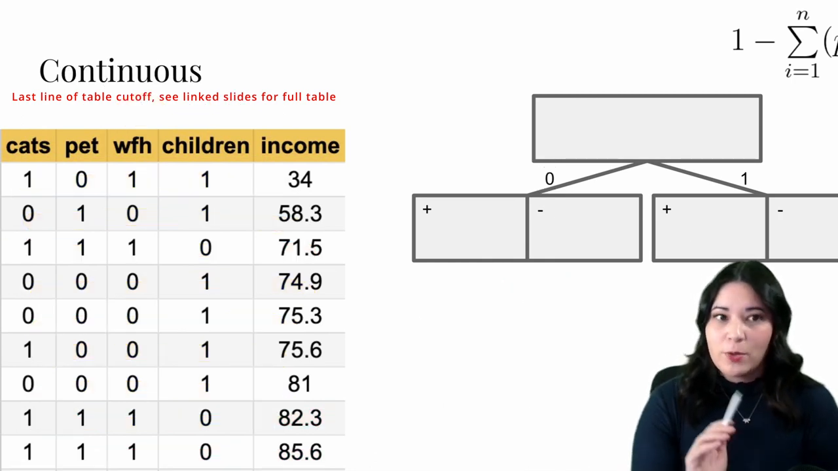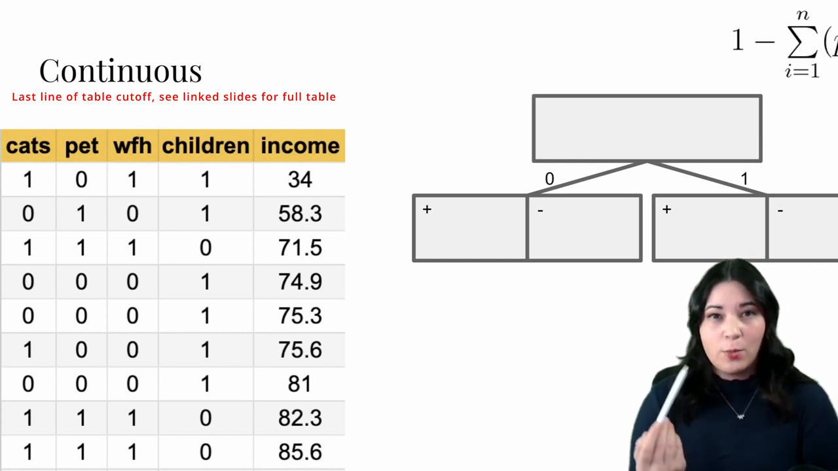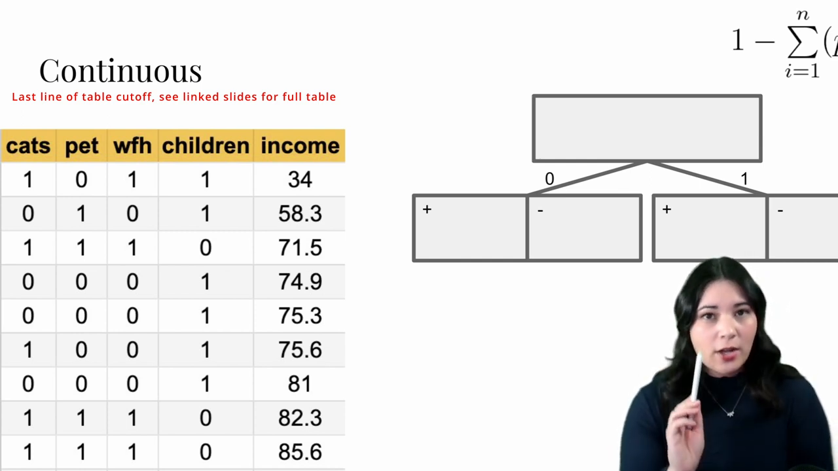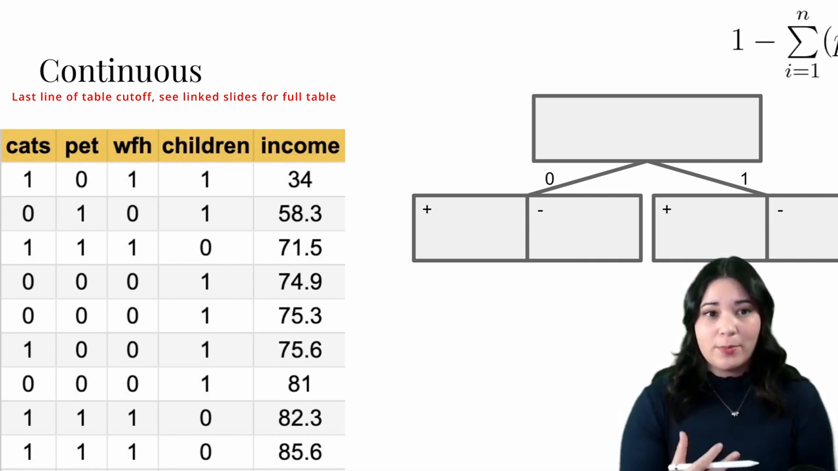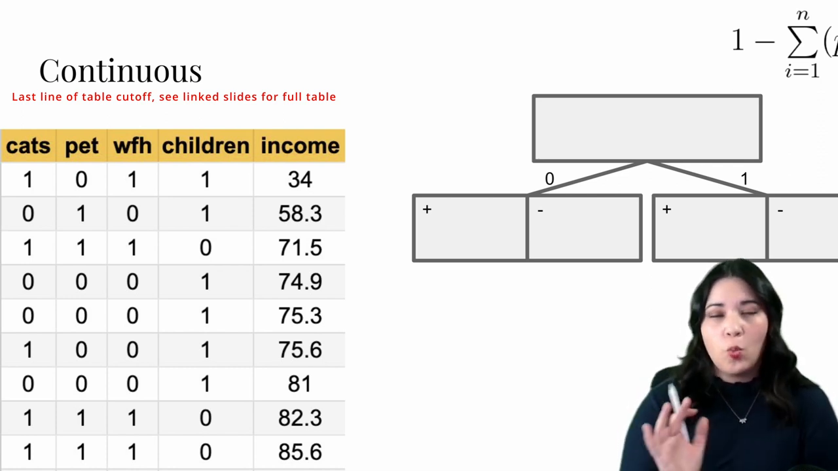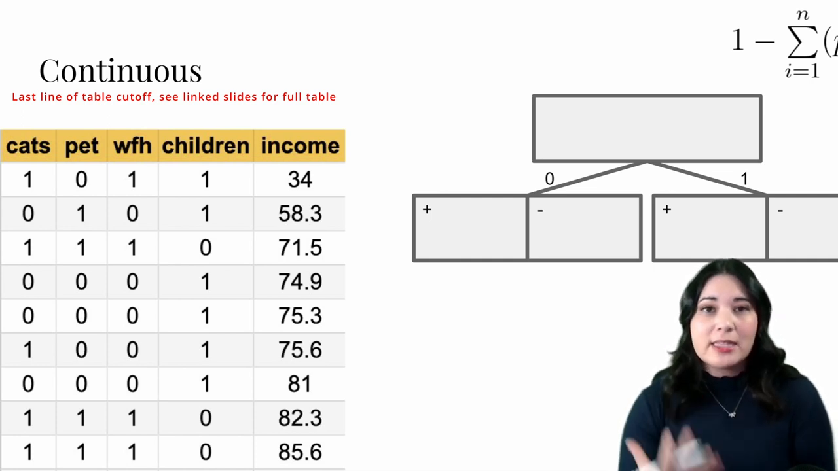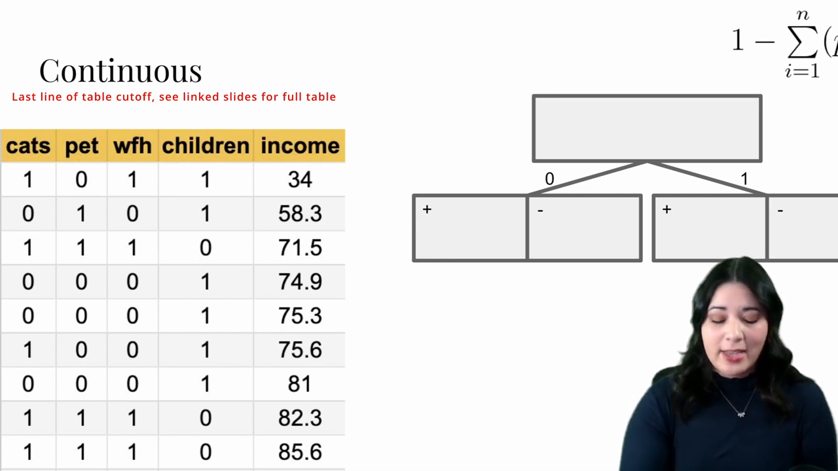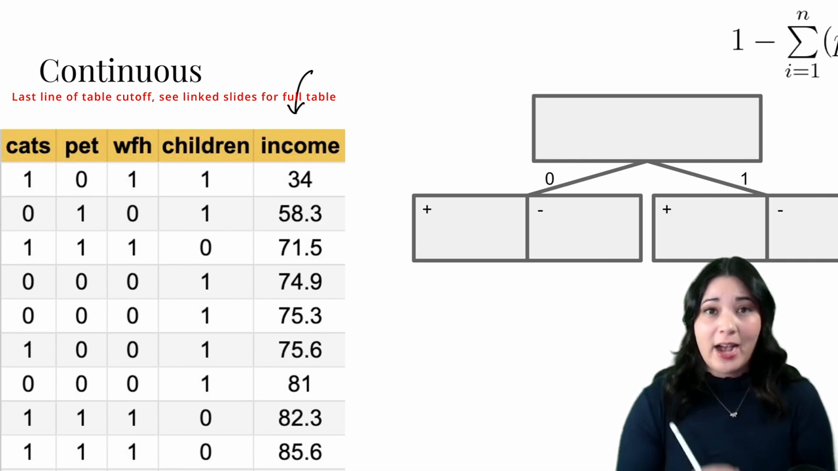However, you might be wondering, there's another possible predictor here, income. We could split on income, and you're 100% correct. However, making splits for a continuous variable is a little more tricky, because we have to decide where we are going to split this variable. When we have a continuous variable, we need to try every single possible split and see which one is the best. In this case, very luckily, income is already in order from lowest to highest.